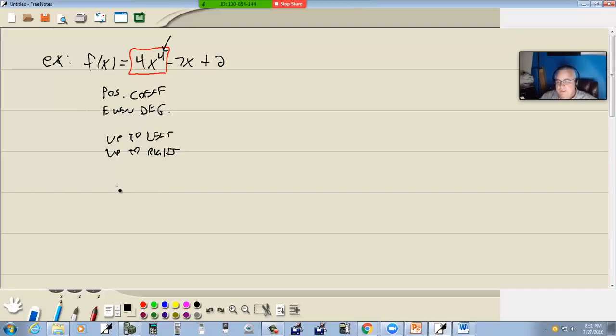Now some books like to use a little chart for this with pictures. And they'll give you something that looks like this. Up to the left, up to the right. This helps you if you're graphing it by hand. If you watch the YouTube videos I put out there, you'll see the full explanation of how to do it by hand. It helps you on the calculator too. If you go and graph this, you see this right here for your graph.